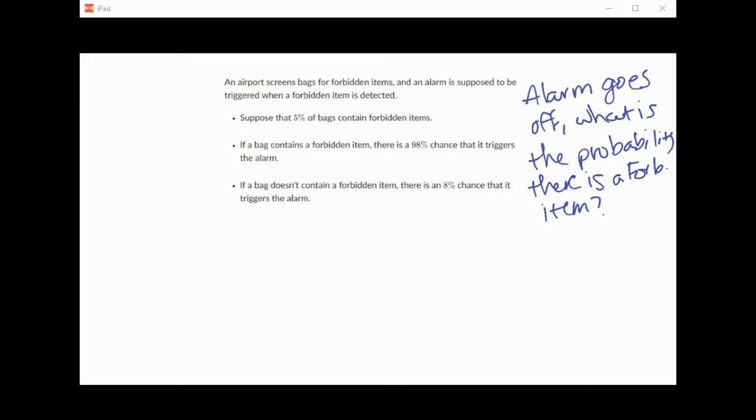So there's an airport bag screener for forbidden items. And the alarm is supposed to go off when a forbidden item is detected. We know that about 5% of bags contain forbidden items. So on the first branches, we're going to start with forbidden and then not forbidden.